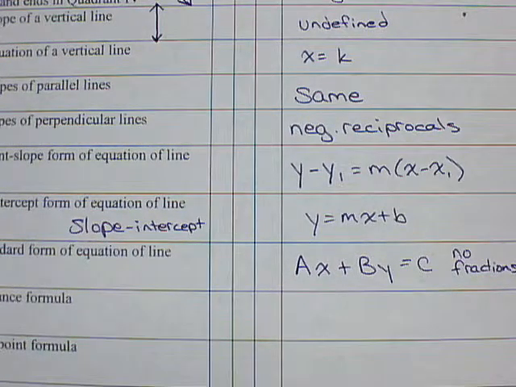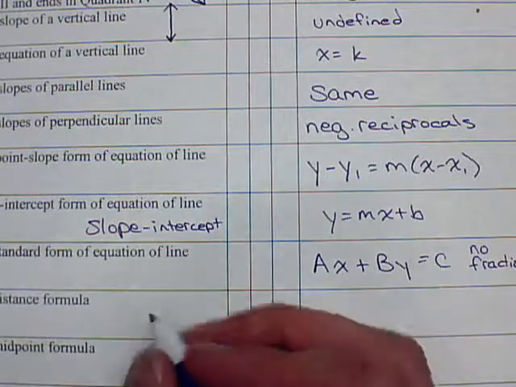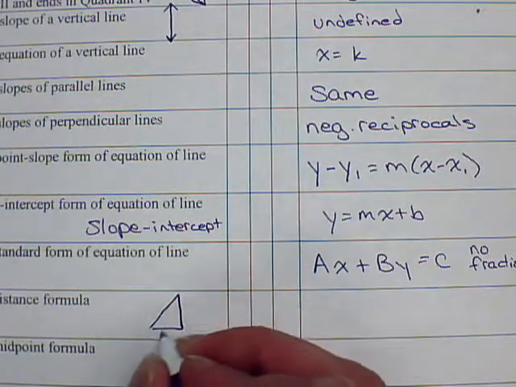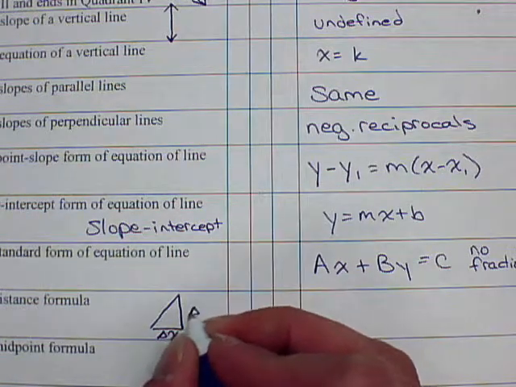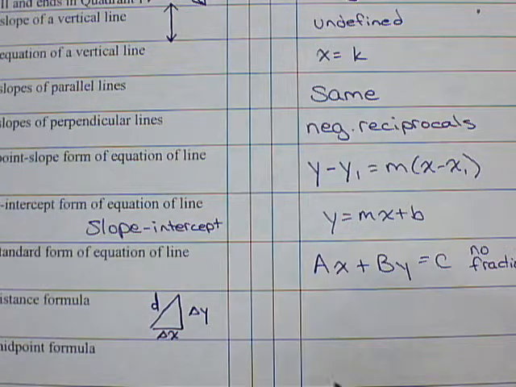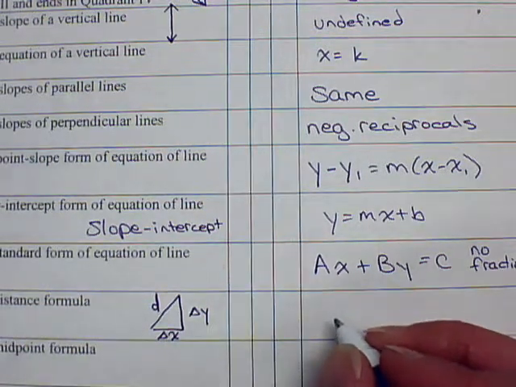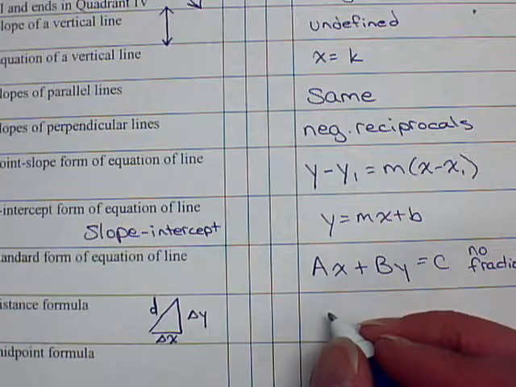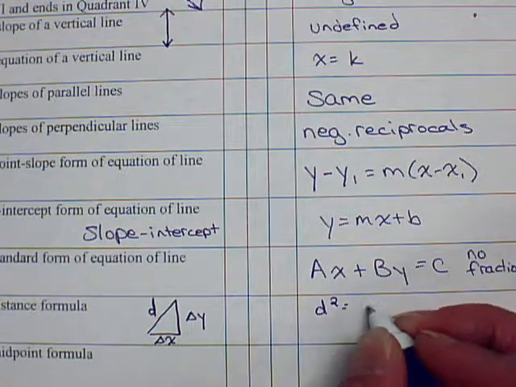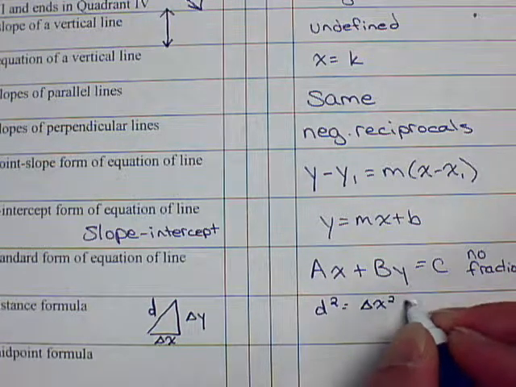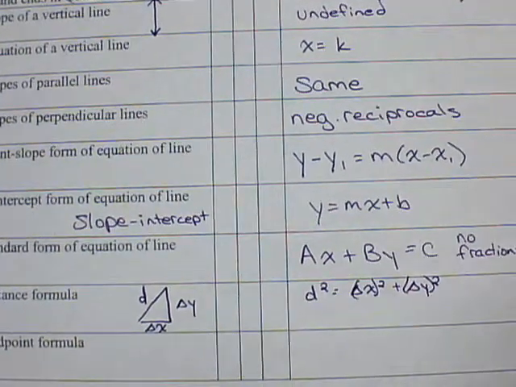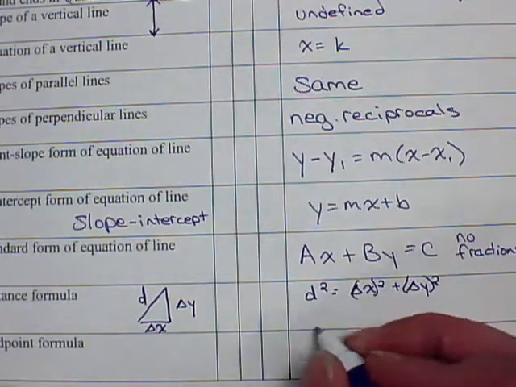Distance formula. Distance formula comes straight from the Pythagorean theorem. This is the difference of my x's, this is the difference of my y's, and here is my distance. Hold that thought. Sorry about the interruption. So d squared equals the change in x squared plus the change in y squared. Or you can take the square root of both sides.